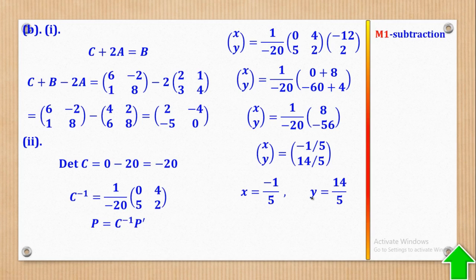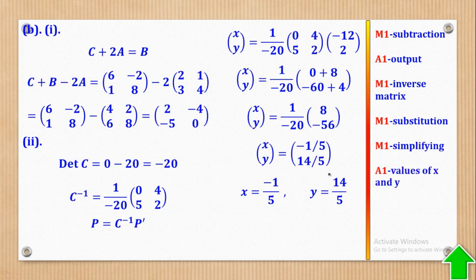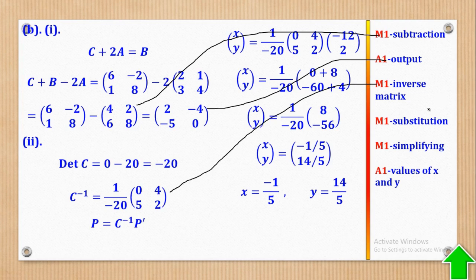So that's what they wanted, and now let's see how much can be awarded. M1 for subtraction and A1 for output. M1 for inverse, M1 for substitution, this one for simplifying, and this for the values of x and y.